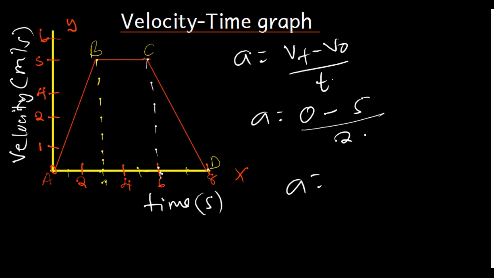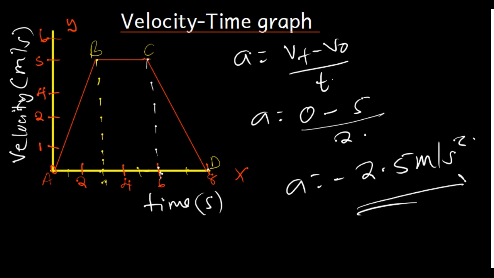So I'm getting negative 2.5 meters per second squared. Now that is deceleration actually. It is decelerating. It is coming to rest. That is the reason why the acceleration is negative. Okay, so this is how you can find acceleration on a velocity time graph.